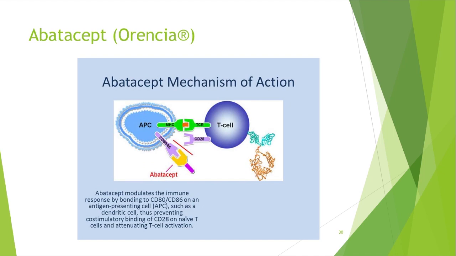Okay, so Abatacept is a fusion. It is a fake receptor that can interact with CD80 or CD86 on antigen presenting cells, such as dendritic cells, preventing the co-stimulatory process on the CD28 co-receptor on the T cell. So you are blocking, attenuating T cell activation. The receptor is very similar to the CD28 receptor. On the other hand, we have a fusion with the Fc portion of the antibody.